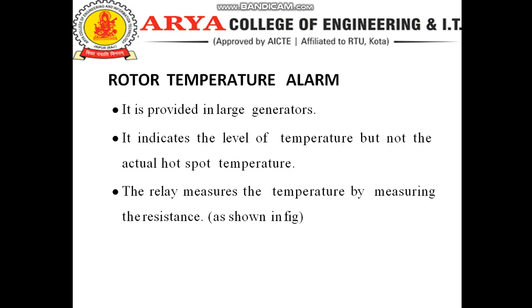Now in this slide we discuss the rotor temperature alarm. It is provided in large generators for protection of the field winding, to control the temperature of the conductor. It indicates the level of temperature but not the actual hot spot temperature. The relay measures the temperature by measuring the resistance.